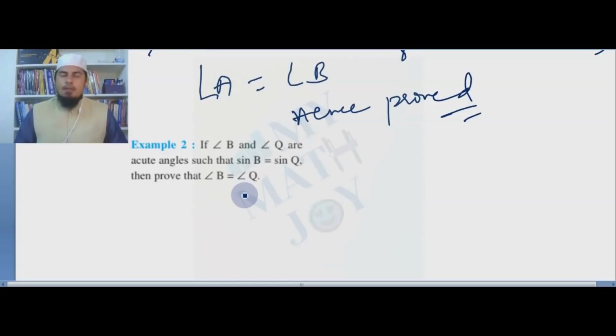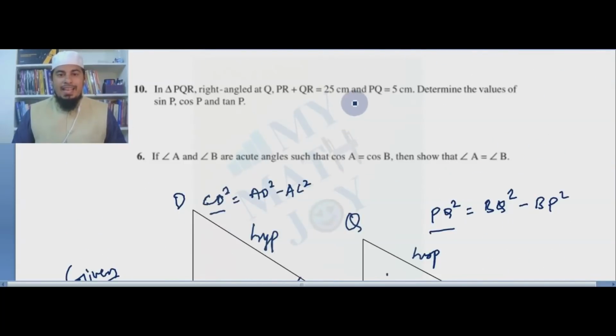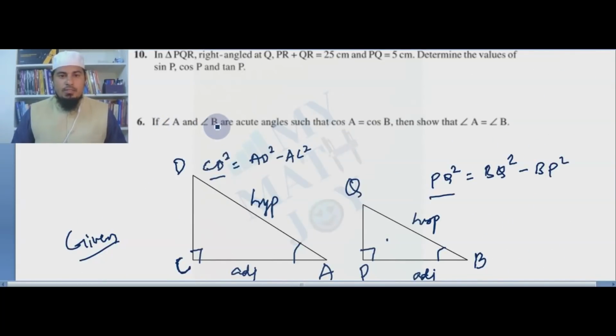Now I would like to tell you there is no confusion here because they have given angle B and angle Q which are very far apart, so easily you can understand we are going to take two different right angle triangles. But in the question which we have solved, they mentioned angle A and angle B, which are two consecutive letters.